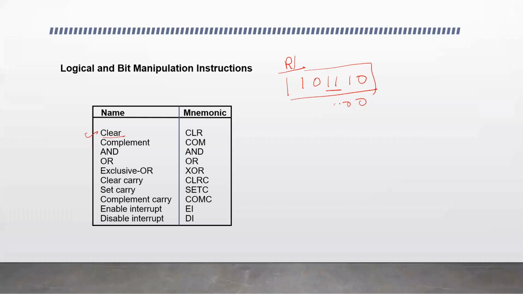Okay, when all the bits of this register are set to 0, it is cleared. Okay, that is clear operation. And here, bit manipulation operations consider individual bits of the operand separately, so we can perform operations on individual bits also.